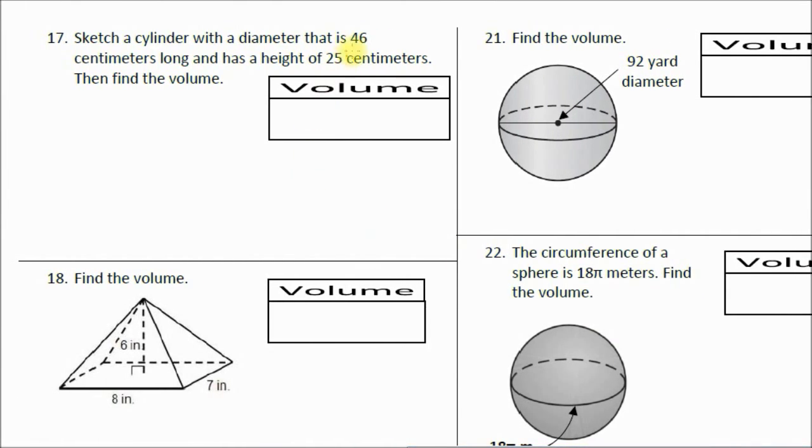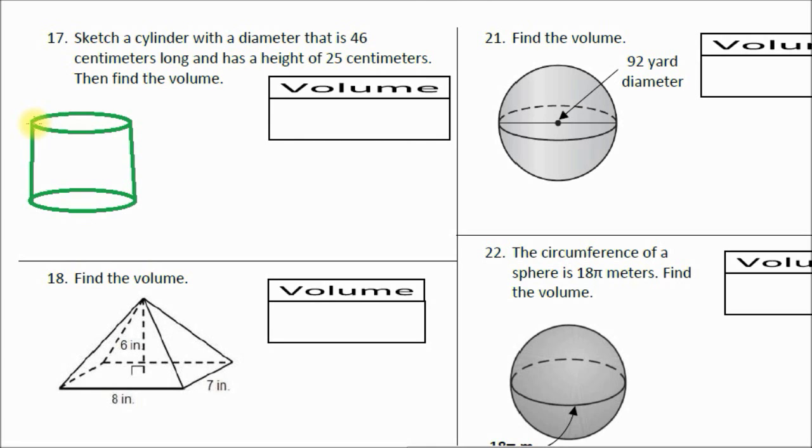All right. Sketch a cylinder with a diameter that is 46 centimeters long and has a height of 25 centimeters. Let's go ahead and sketch a cylinder. So I'm going to make a top and a bottom. So those are our two bases. Let me move that a little bit so it doesn't look like it could be an oblique, but we don't have to do that. Let's connect these together. That's pretty good. You guys can probably do a better job than that, but that's close enough for a cylinder.